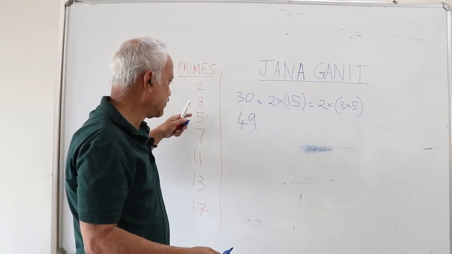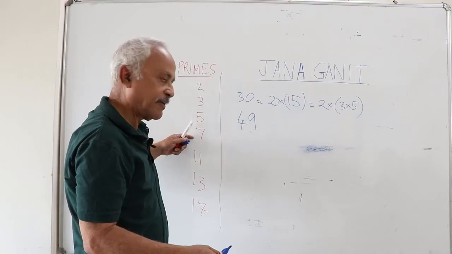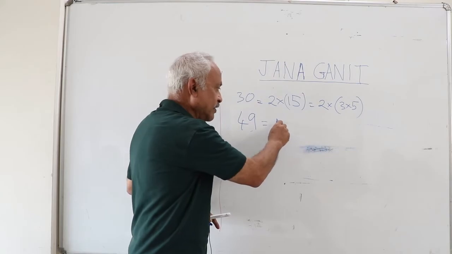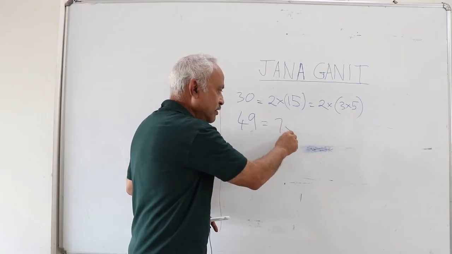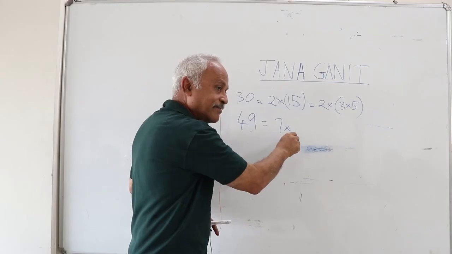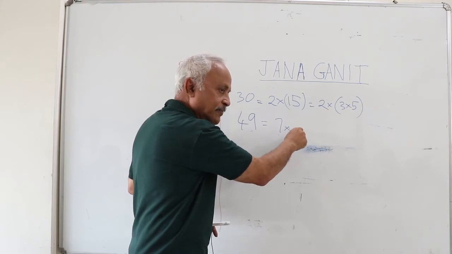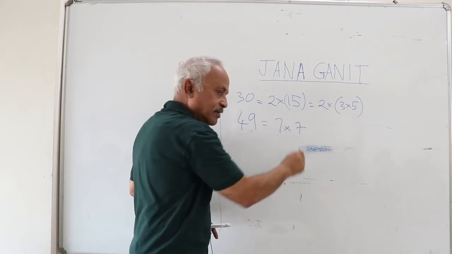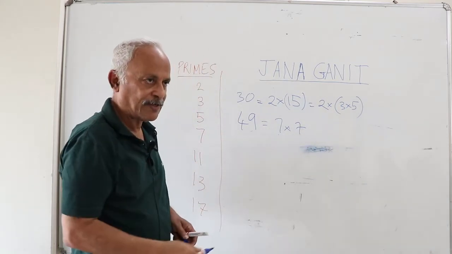Is it divisible by 3? No. Is it divisible by 5? Is it divisible by 7? Yes. So what do you get? 49 is equal to 7 into 7. You were dividing by 7 and the answer was 7. So it is 7 into 7. Check it out. See if 7 into 7 is 49.